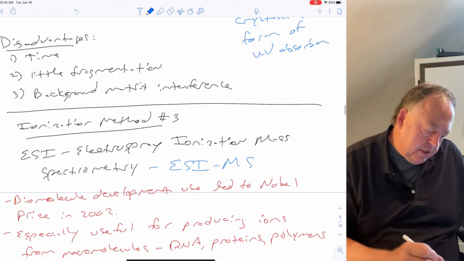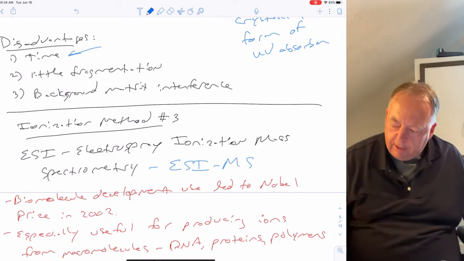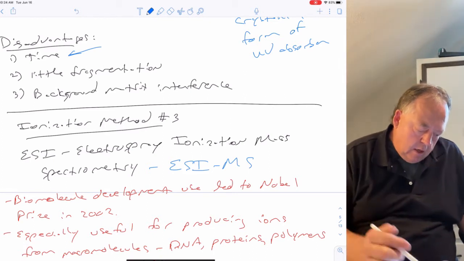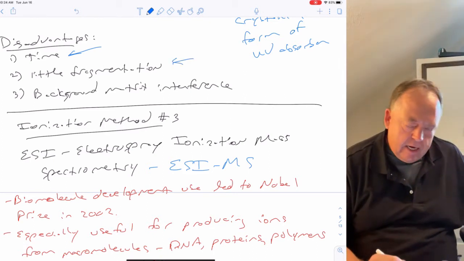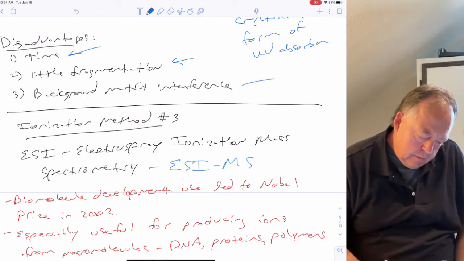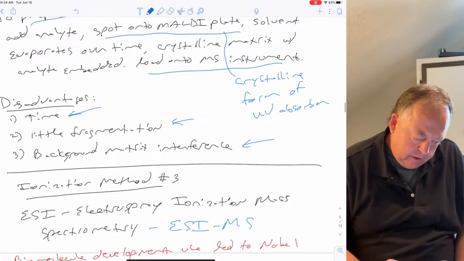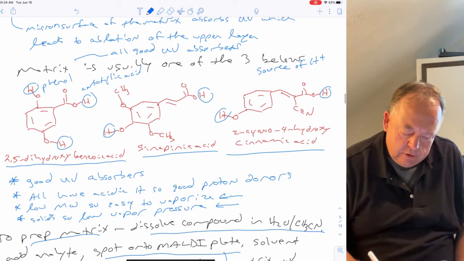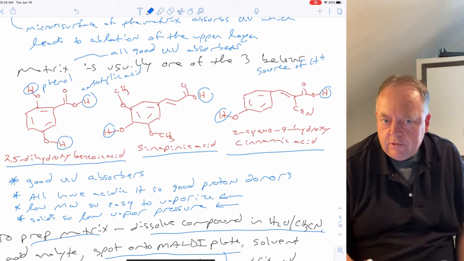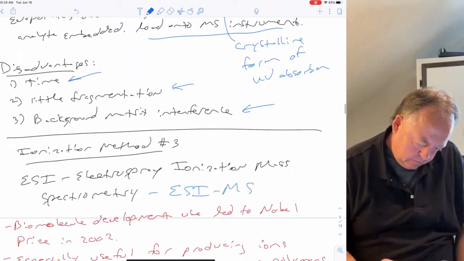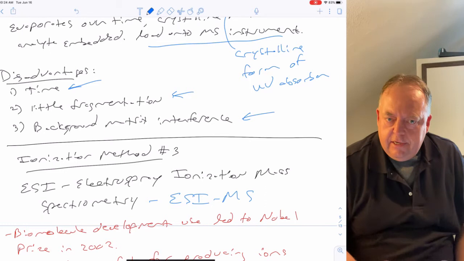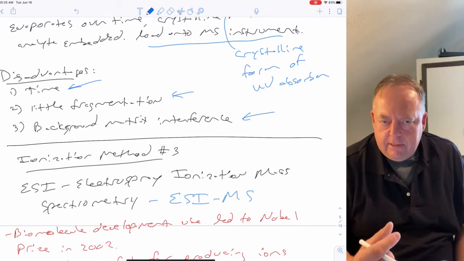So the disadvantage is it's a time-intensive process. You gotta make the matrix. You get little fragmentation. So again, there are no databases that you can compare results to. And you do get some background interference because these are all organic molecules. They're all going to be ionized and into the gas phase with your sample. But again, it's an excellent technique if you want to get a parent ion peak that's not going to fragment.